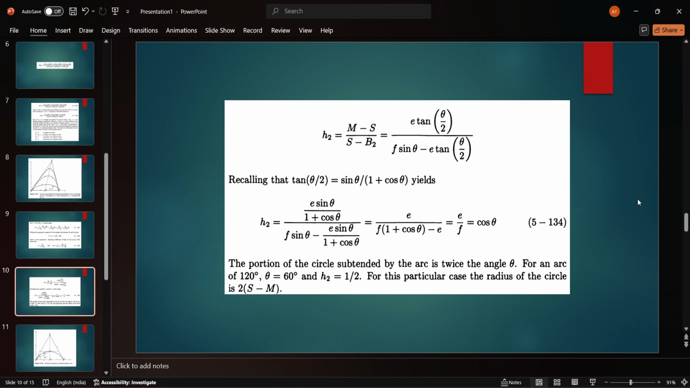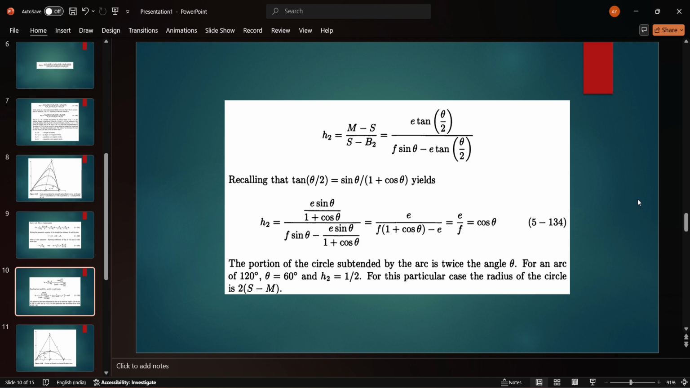So equating this, we will get that h2 is equal to E tan theta by 2 divided by f sin theta minus E tan theta by 2. So we can recall that tan theta by 2 can be written as sin theta divided by 1 plus cos theta. So substituting that sin theta by 1 plus cos theta in tan theta by 2, we'll get that h2 is equal to E by f, which is simply cos theta.